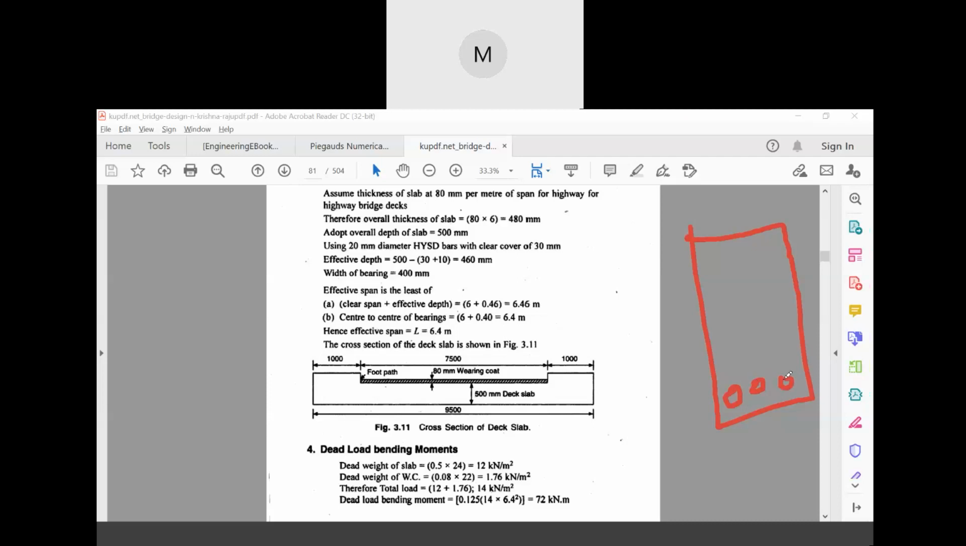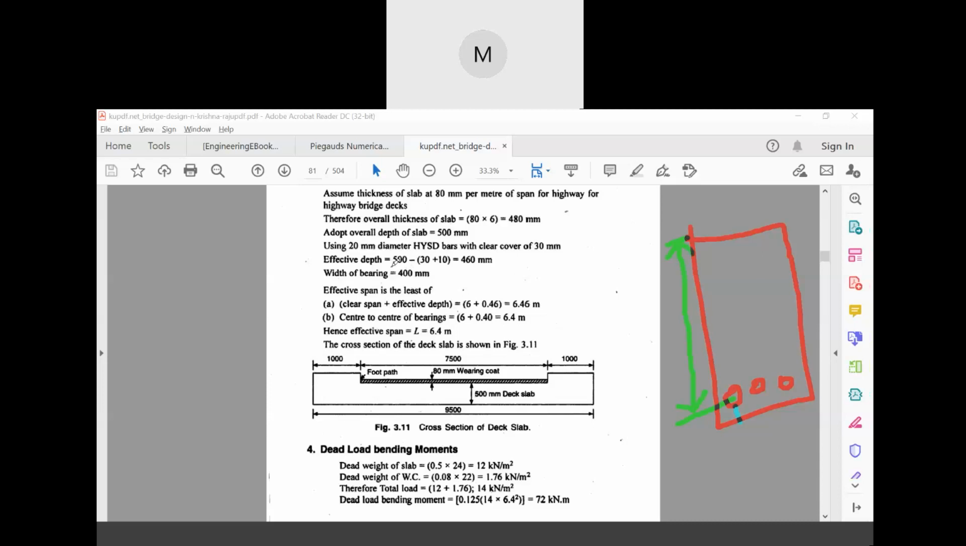Now if this portion is the clear cover, then what will the effective depth be? From this edge we'll come down, down, down, just up to the center of these bars, right? Just up to the center of these bars, we'll be considering what? The effective depth.